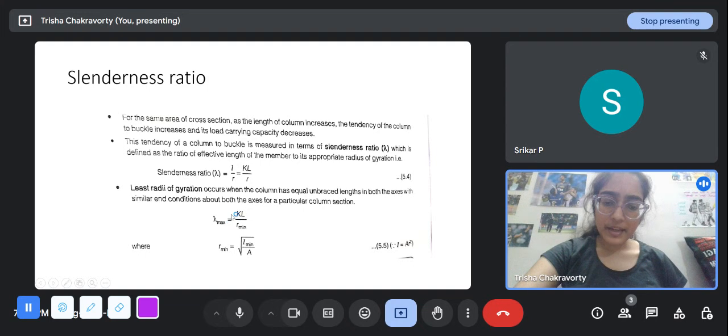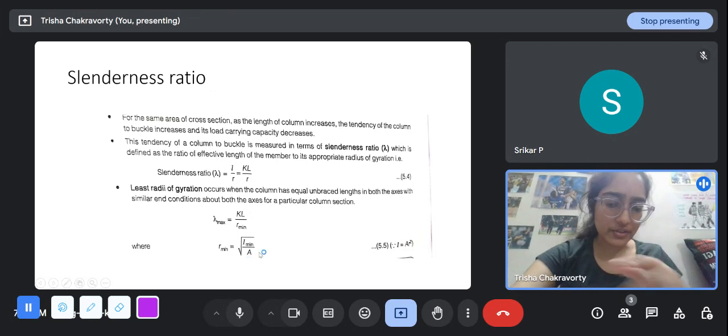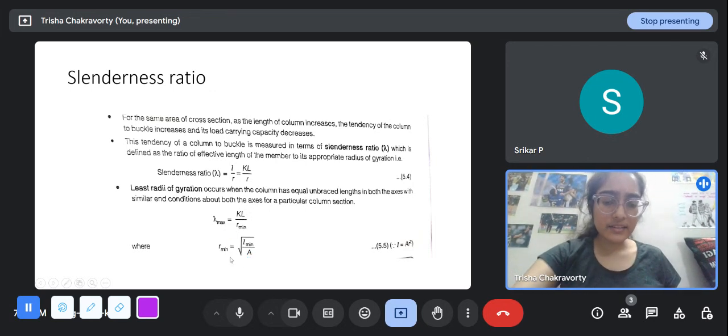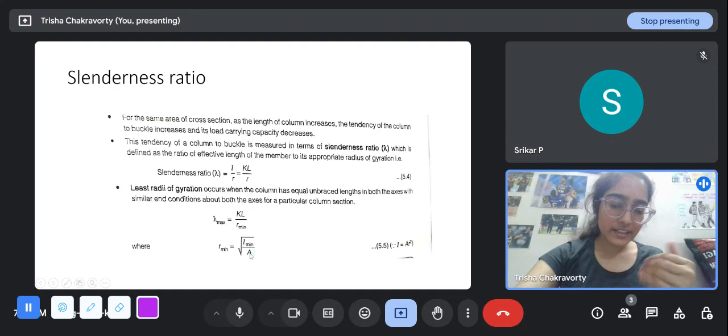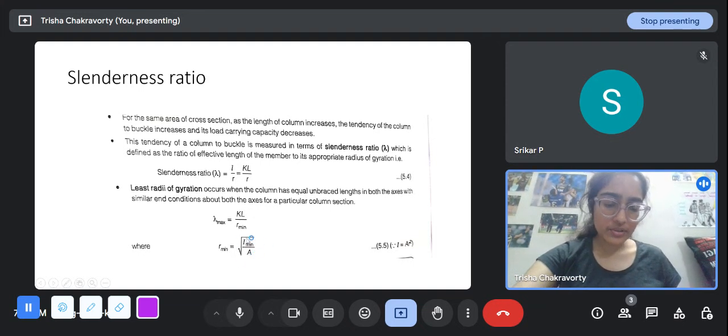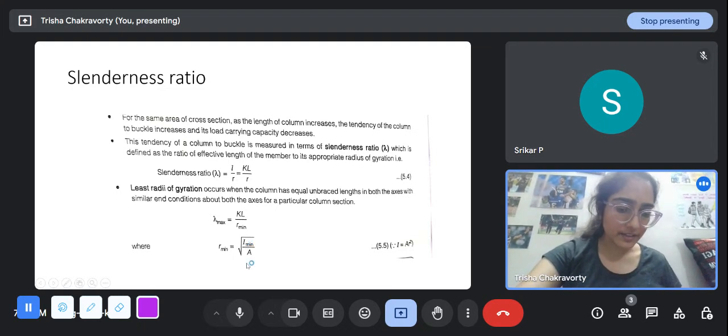Lambda max is KL by r min, and r min is the root of I min by A, where I is the moment of inertia. So the minimum moment of inertia divided by the cross sectional area, taking the root of that, you will get r min, and you can just check the units. Moment of inertia has a unit of length to the power 4, and area has length to the power 2. Dividing that inside the root, you get a meter squared or millimeter squared term, and taking the root, you get a meter or millimeter.